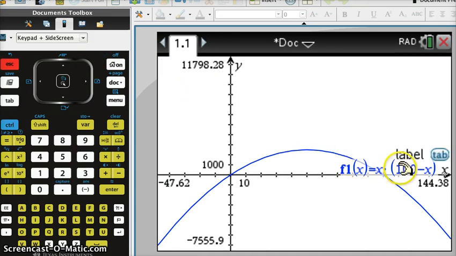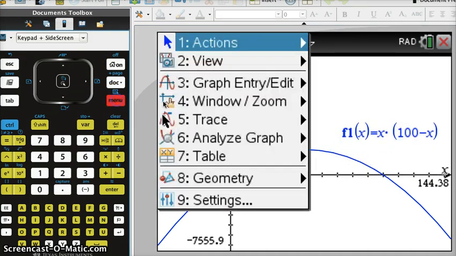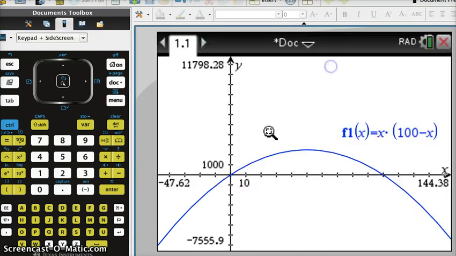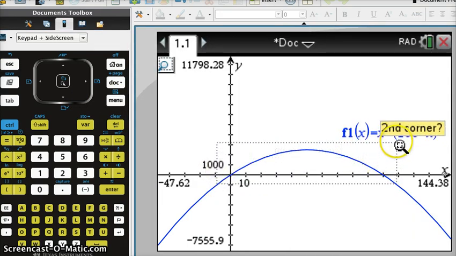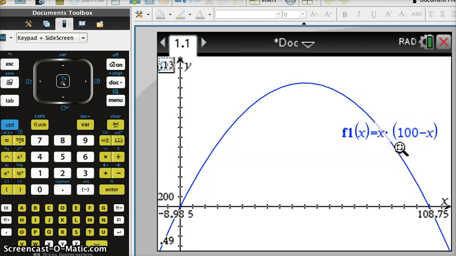Escape. And let's zoom box this now. Menu, zoom, box. You can go through this over and over again if you really want. But I'm going to box in. This looks like it'll be an interesting window. Shows my intercepts, shows the peak, shows when it comes back down. Yeah, so now we have a nice parabola that fills the window.